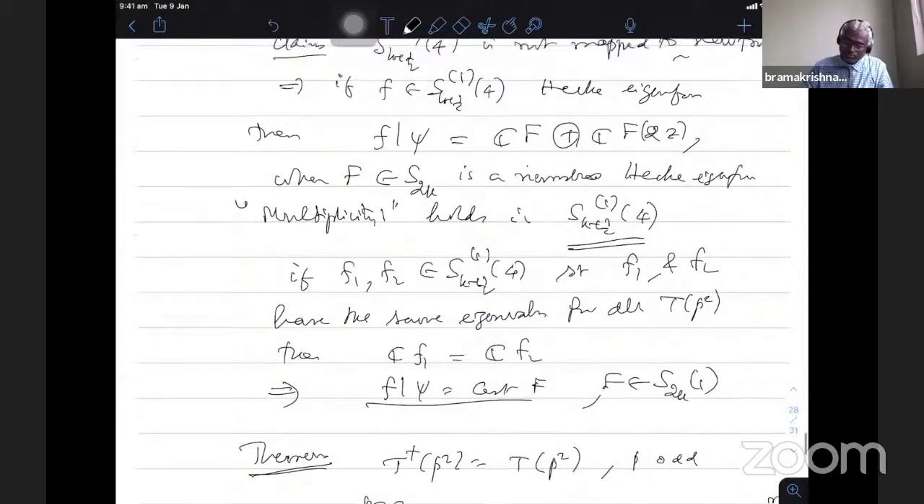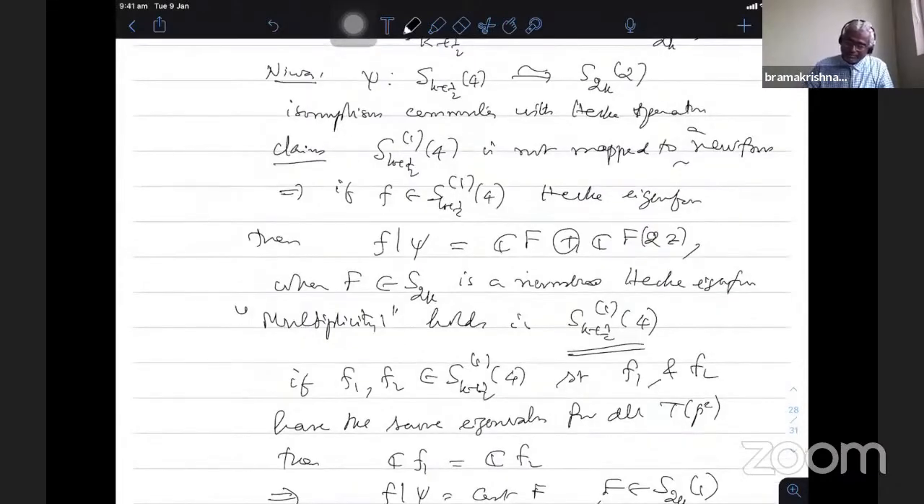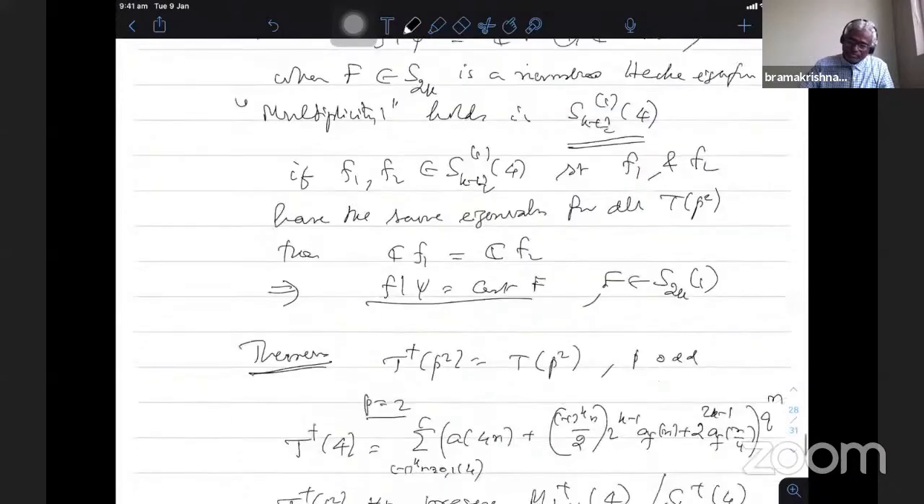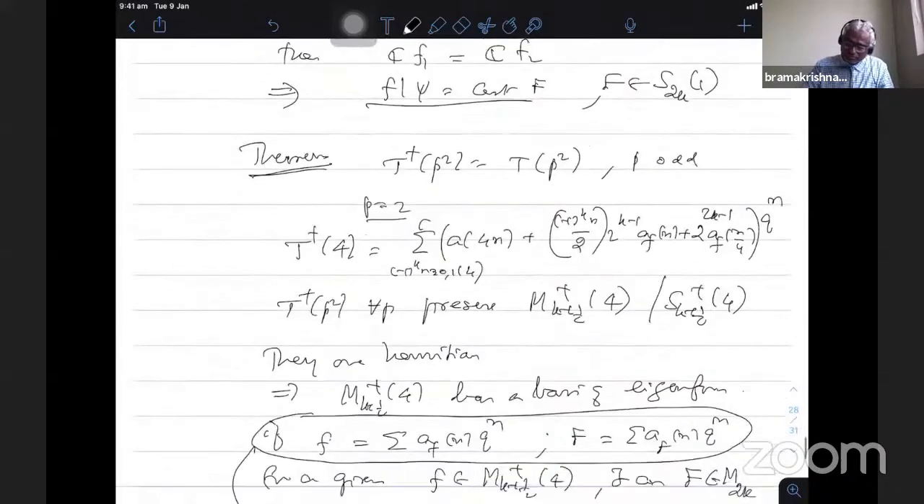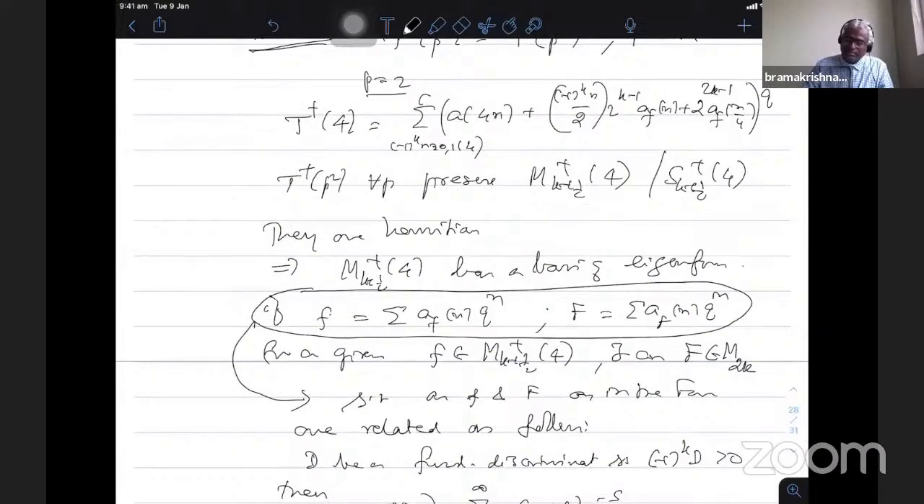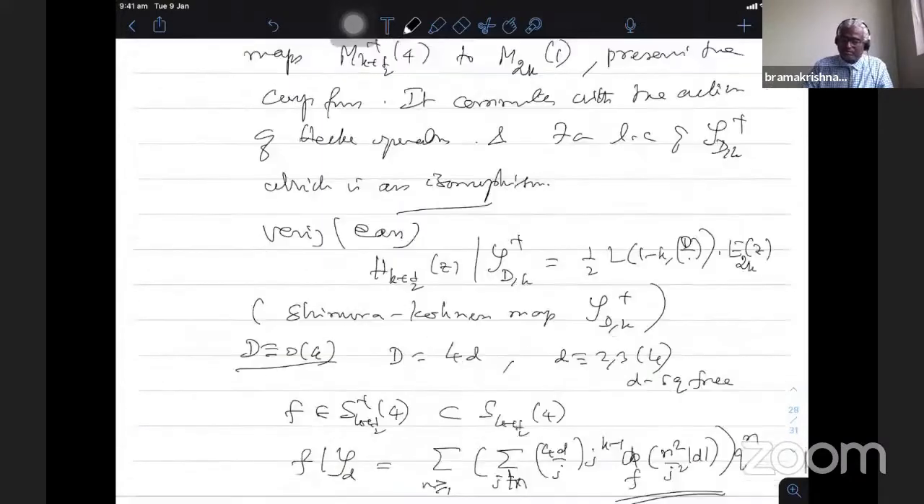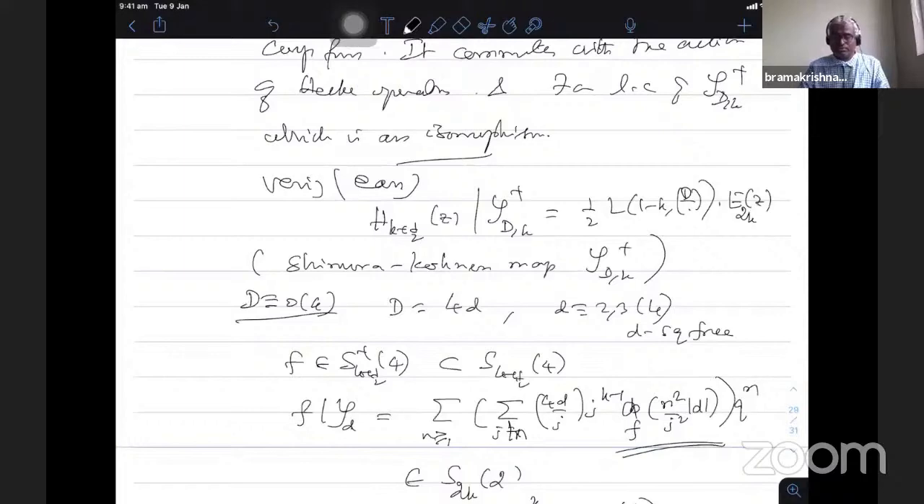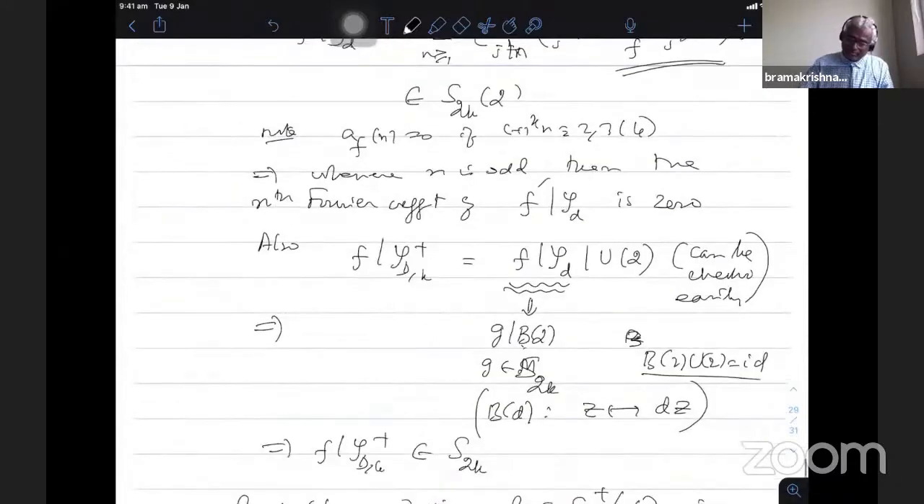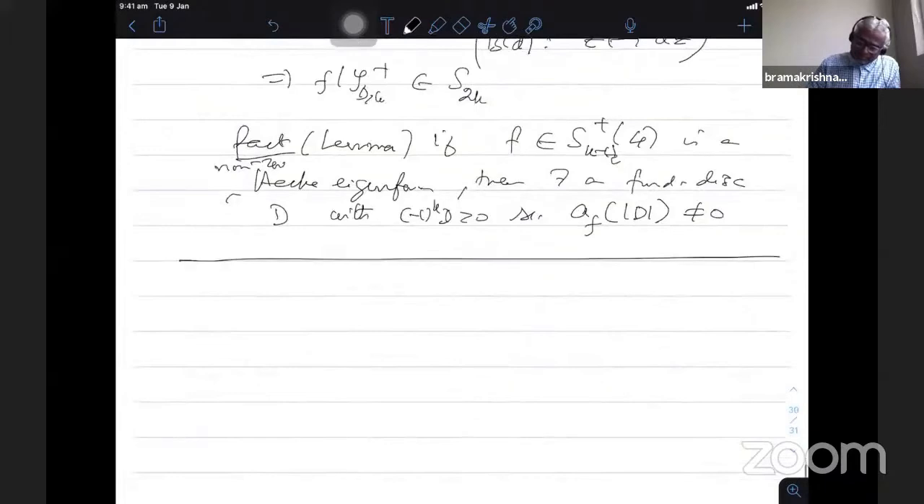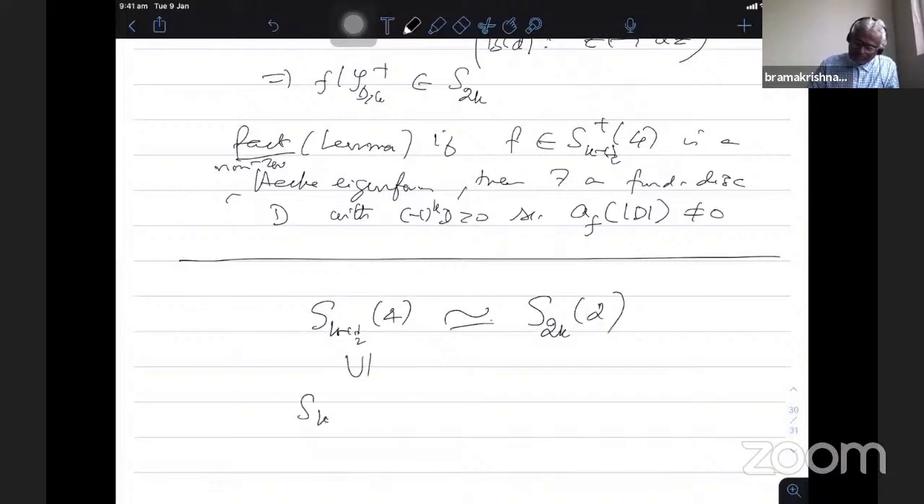Usually level 4 goes to level 2 under the Shimura map, but here for the subspace it goes to level 1. And also he shows that the multiplicity 1 theorem is true in this case of the eigenspace, and one can get an isomorphism. These two spaces are isomorphic. So S_{k+1/2}(4) is isomorphic to S_{2k}(2), and I have a subspace sitting in it, S_{k+1/2}^+(4), which is isomorphic to S_{2k}(1).